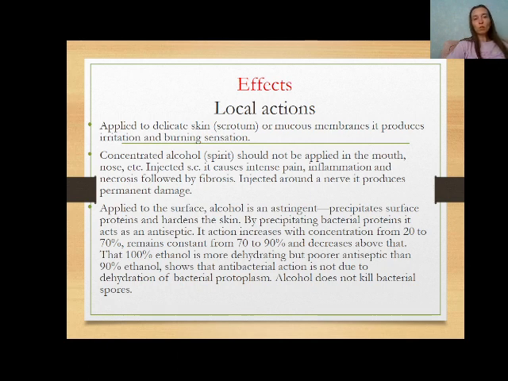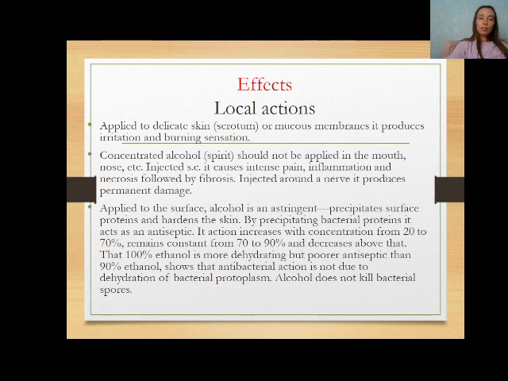Firstly, local action. Applied to delicate skin or mucous membranes, it produces irritation and burning sensation. Concentrated alcohol spirits should not be applied in the mouth or nose. Injected, it causes intense pain, inflammation and necrosis followed by fibrosis. Injected around a nerve, it produces permanent damage.